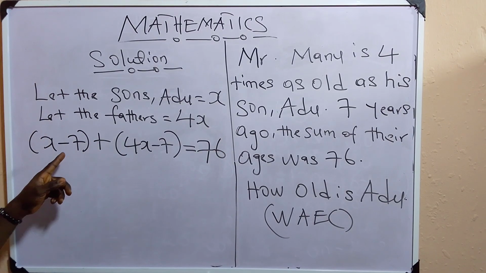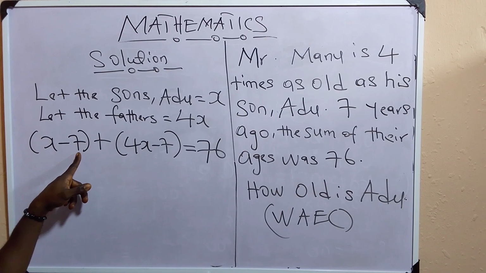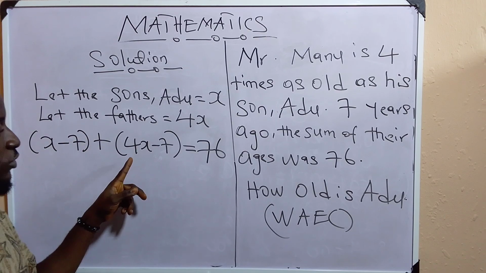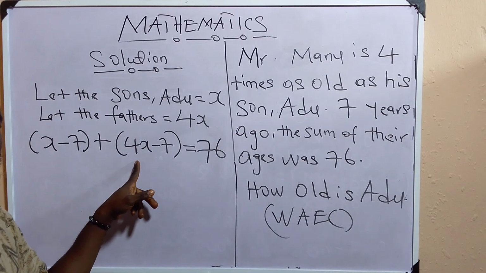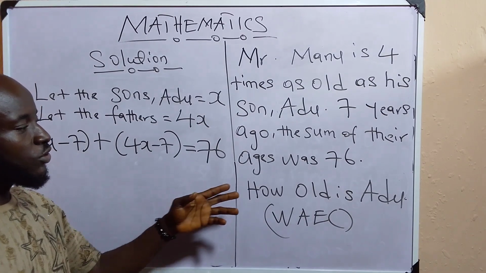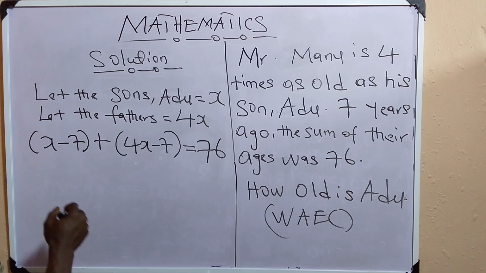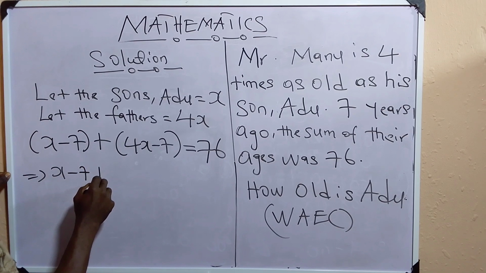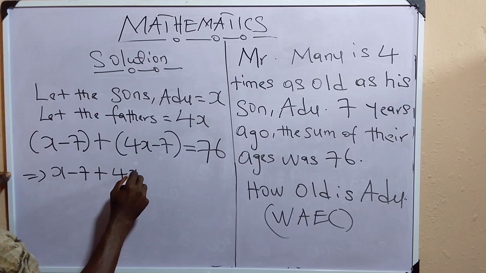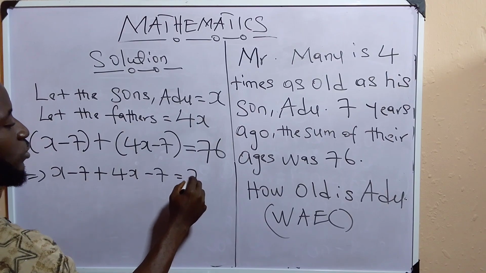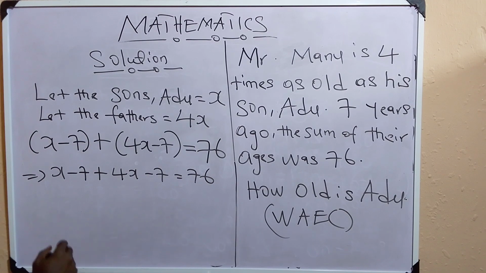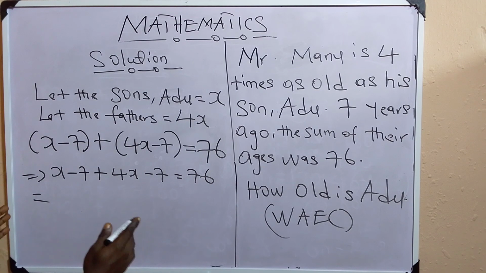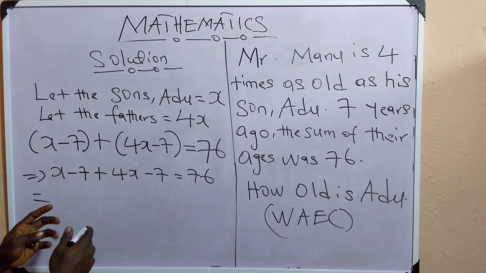For you to get their ages 7 years ago, you have to use the present age, which is x, minus 7. For the father's age too, you use the father's present age, which is 4x, minus 7, and they sum up to 76. This implies that x minus 7 plus 4x minus 7 is equal to 76. What you are going to do here is bring like terms together.